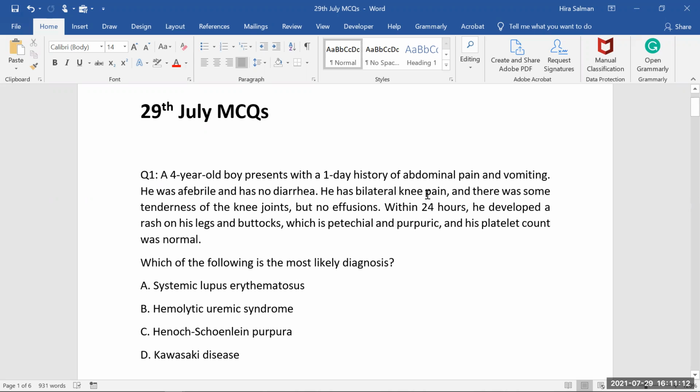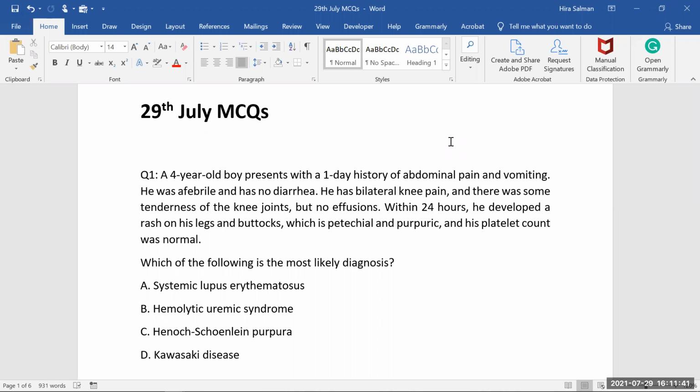He has bilateral knee pain. He's complaining of knee pain. A 4-year-old boy, he can appreciate the pain. And there was some tenderness of the knee joints, but no effusion. When you check by yourself, you can easily feel the tenderness over the joint. But as such, there is no effusion, there is no hemarthrosis. Within 24 hours, he developed a rash on his legs and buttocks. So on presentation, he was just having abdominal pain. He was just having this knee joint pain.